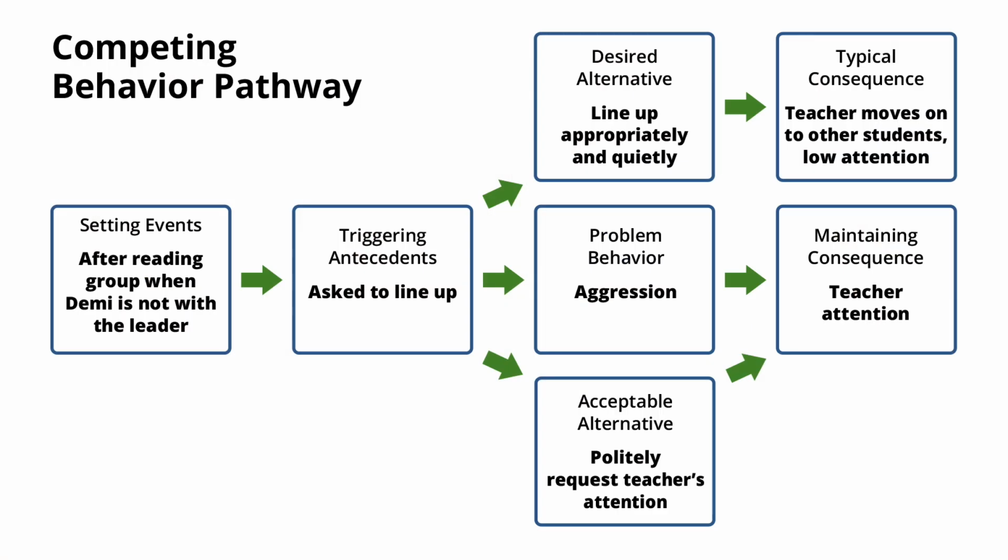Let's review what we've learned in this section. The competing behavior pathway is a tool that helps you make the link between the FBA and the behavior intervention plan. By using the competing behavior pathway, the behavior team can develop a behavior plan that supports the development of acceptable and desired behavior. It will include the most important elements of the behavior and also meet the student's needs.